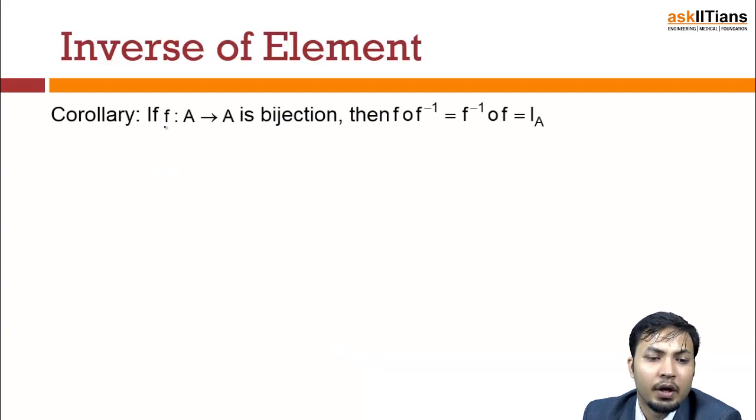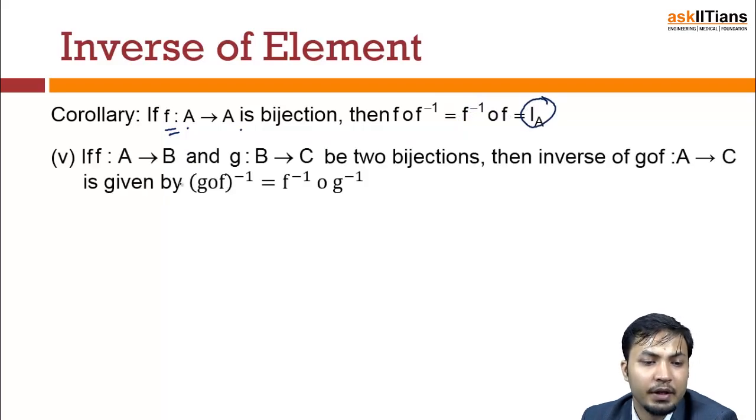Now the corollary says that if a function from A to A is a bijection, then f of f inverse is equal to f inverse of f, which is equal to IA. If f from A to B and g from B to C are two bijections, then the inverse of g of f from A to C is given by f inverse of g inverse, in the reverse order.